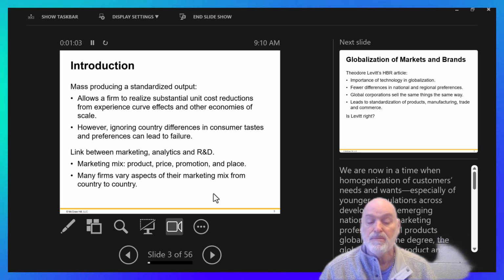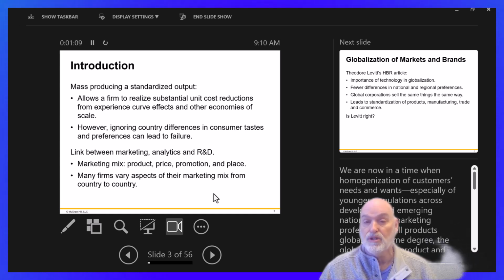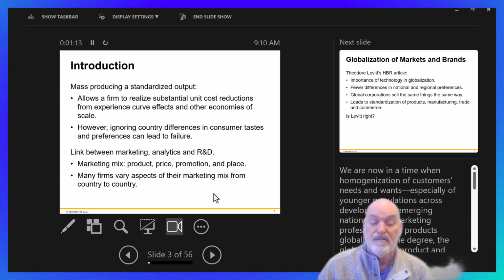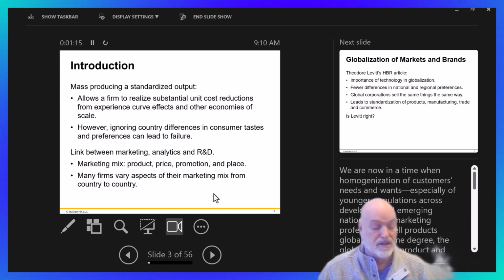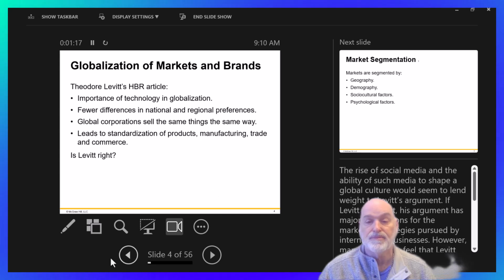A link between marketing, analytics, and research and development. The marketing mix: product, price, promotion, and place, the 4 Ps. Many firms vary aspects of their marketing mix from country to country.